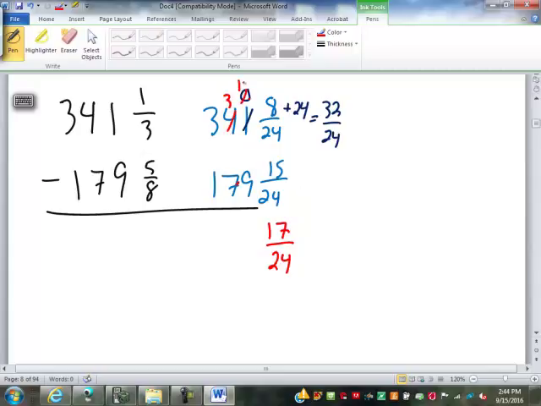This will be a 3 and a 10. 10 minus 9 is 1. 3 minus 7, we got to borrow again. This will be a 2 and a 13. 13 minus 7 is 6. 2 minus 1 is 1.